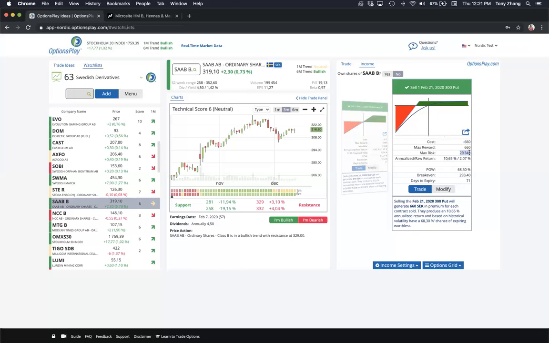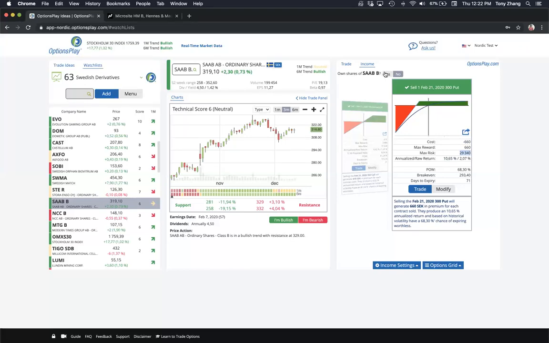So think about if you can generate yield on the cash that you're putting aside to buy the stocks at a lower price than you would normally place a limit order for. A limit order doesn't pay you anything. Here you're getting paid 10% on your cash. Those are the types of yields that you can expect from selling a cash secured put.